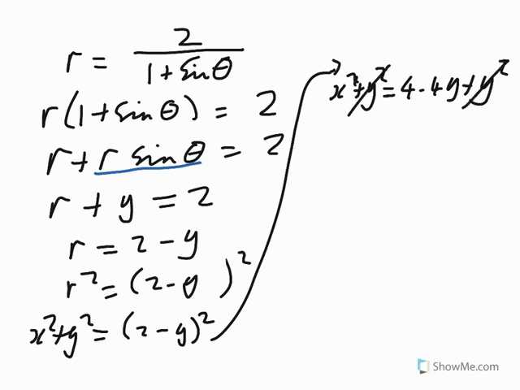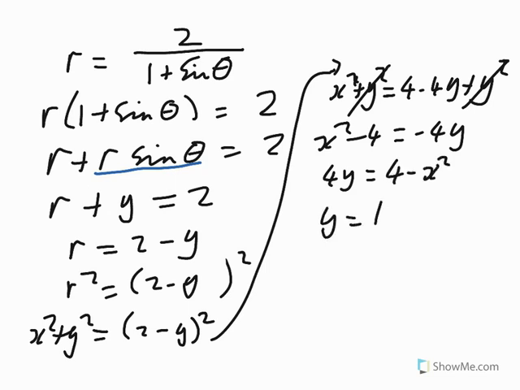y squareds cancel. And so we have then, when we do a bit of rearrangement, we have x squared minus 4 equals minus 4y. So 4y equals 4 minus x squared. Divide by 4, y equals 1 minus x squared over 4. And there's our final answer.